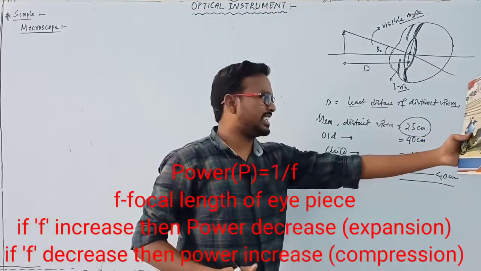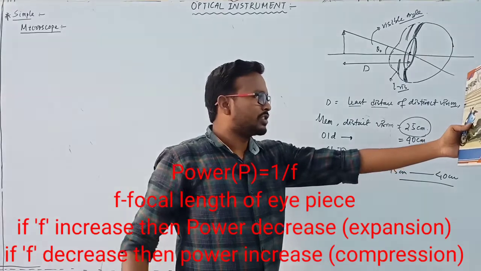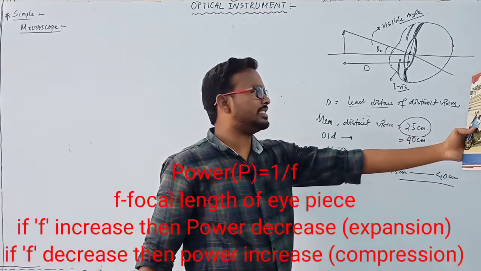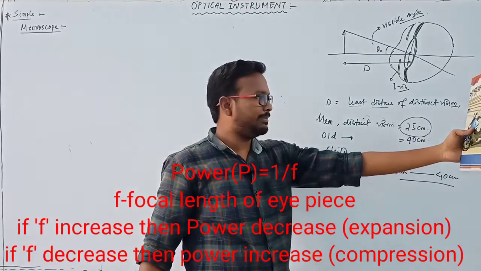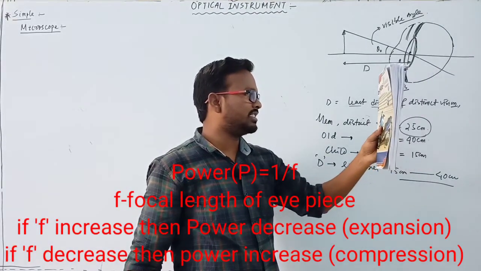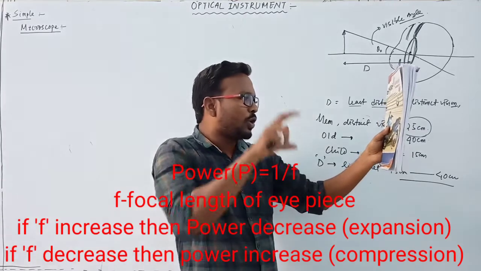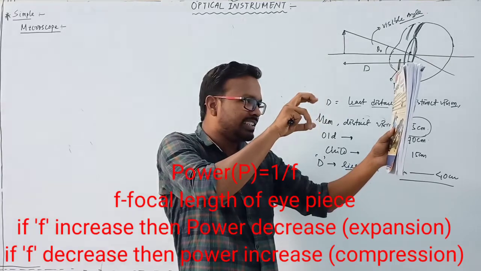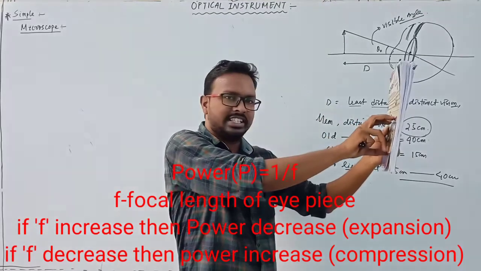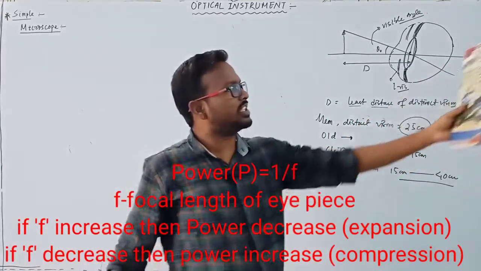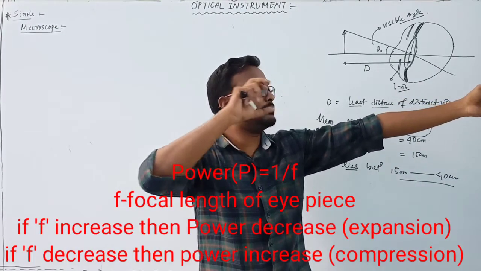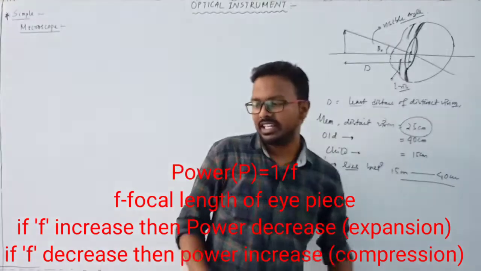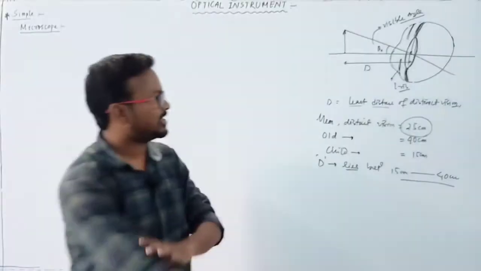So if the object is just at 25 centimeter, the ciliary muscles are in the normal case and it is easy to see. If the distance is very close to us, then we have to compress the ciliary muscles, we have to compress the eye in this way, to see the object. Clear? If the object is at infinite distance, then the ciliary muscle is relaxed in this way. Clear? So these are the positions of the least distance of distinct vision.